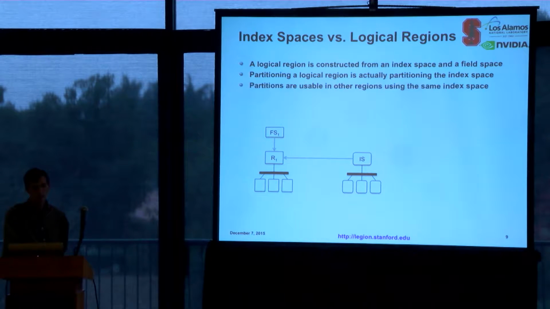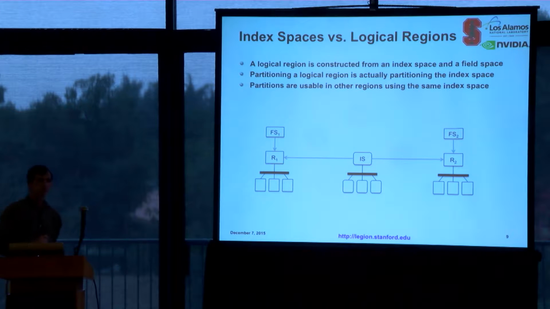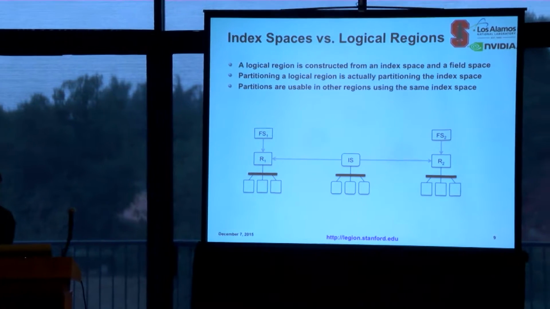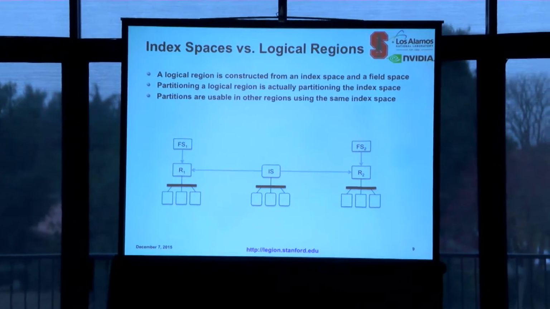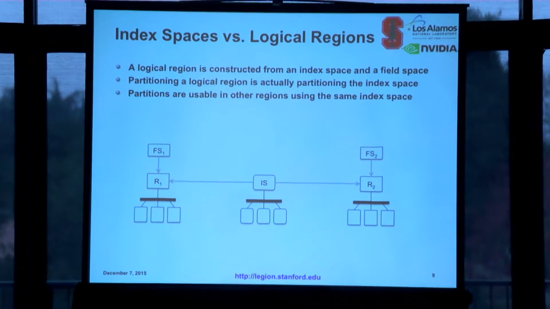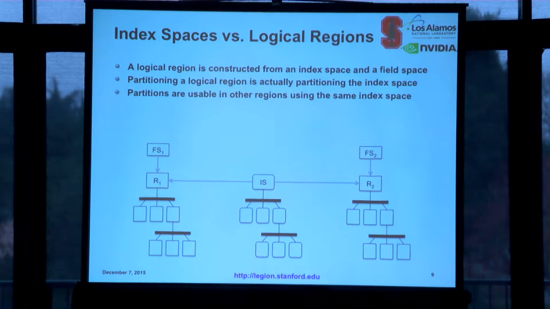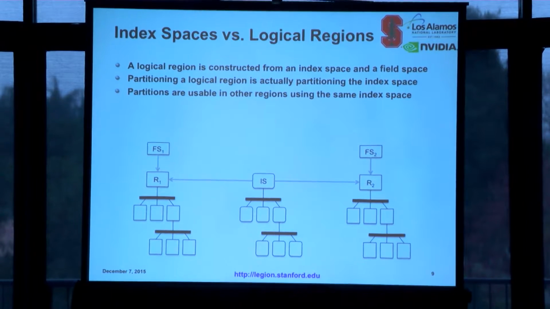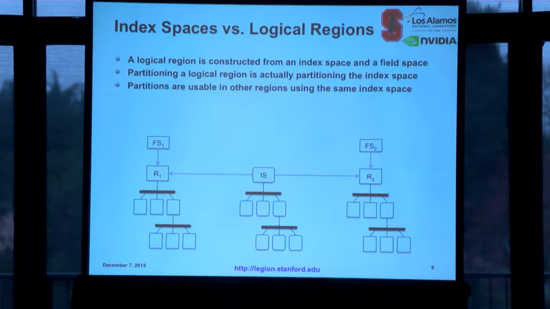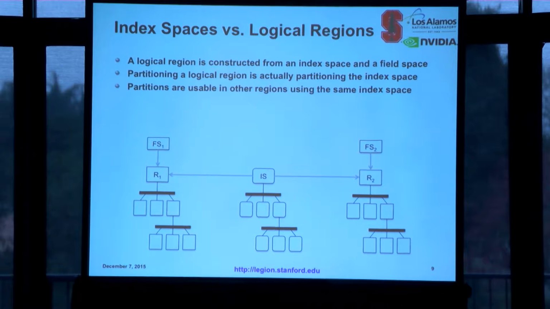Similarly, if you have other regions using the same index space, like say R2 here, they also get the same partition. So basically, the tree technically belongs to the index space and is available to all of the logical regions that are used in that index space. And so similarly, if we did another partition in the index space here, that would immediately become available in both the other logical regions. So partitioning is really an operation on index spaces, and logical regions simply inherit whatever partitions their corresponding index space has.